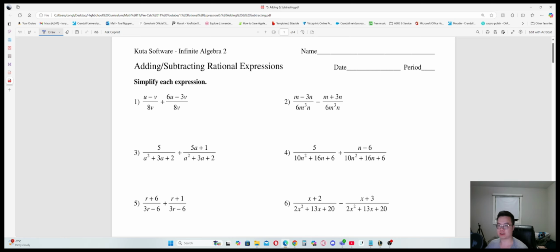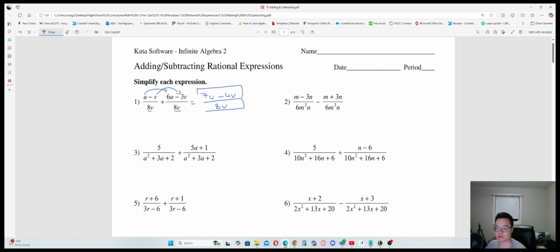Adding and subtracting rational expressions is basically the same idea as adding and subtracting fractions. As you can see here, we have 8v, so we have the same common denominator. Now we can go ahead and do adding and subtraction. I have u here, adding 6u, so then I will have the answer of 7u in the numerator. And then minus v, and then minus 3v, then I will have minus 4v. And then over my denominator, which is 8v. So that's my answer for the first question.